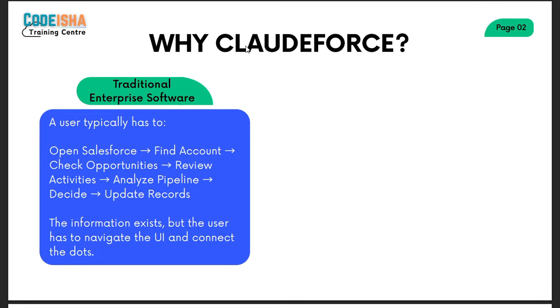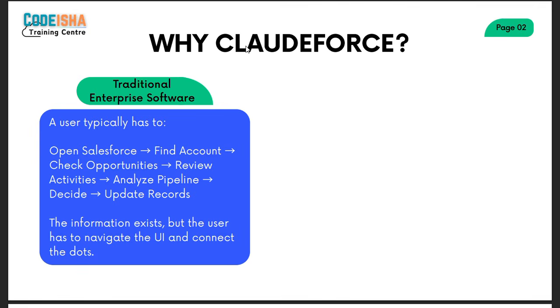So here's where Claudeforce begins. Before Claudeforce, what could we do? Typically users open the Salesforce org and find a specific account record, opportunities or anything else. They check opportunities and review the activities specific to those records, finalize the pipeline and decide, and then update the specific record, right? So these are all things we could do before Claudeforce.